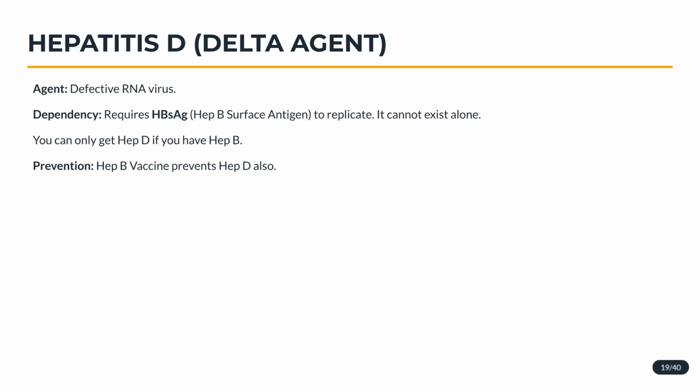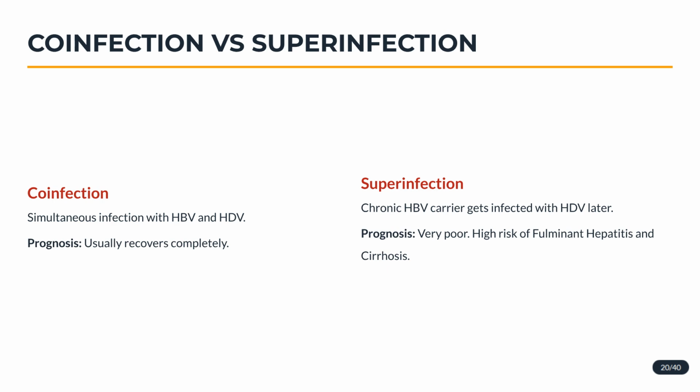Co-infection is the simultaneous infection with HBV and HDV, which usually results in complete recovery. Superinfection is when a chronic HBV carrier later gets HDV, resulting in a very poor prognosis and high risk of severe liver disease. Reviewing B, C, and D, hepatitis B is the only DNA virus.